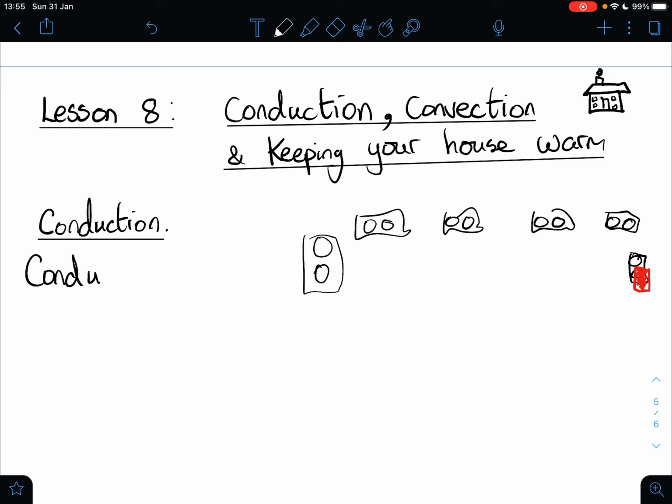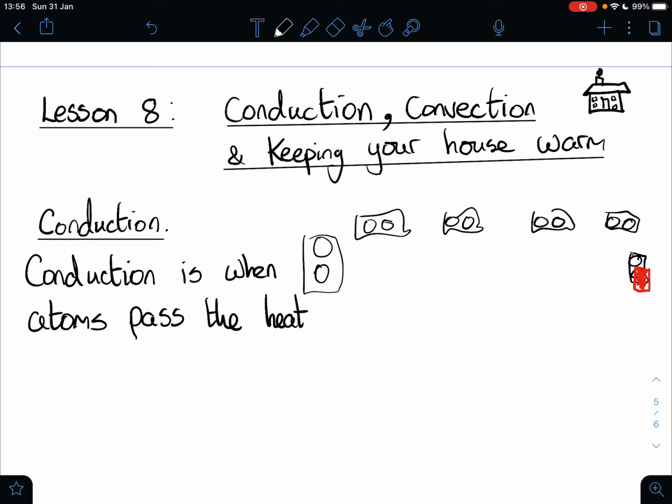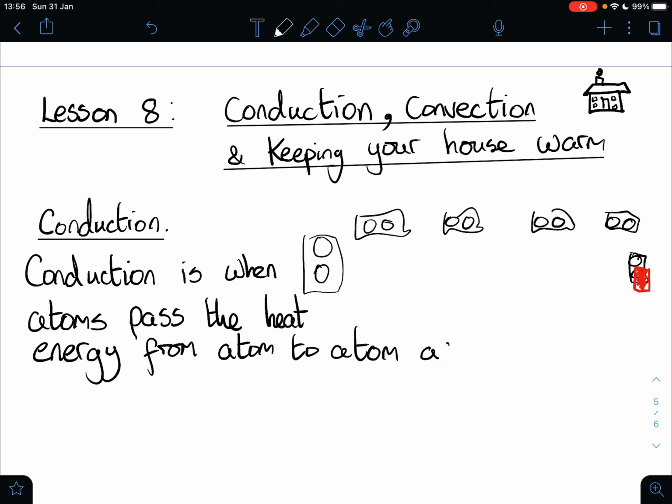Okay, so we can say conduction is when atoms pass the heat energy from atom to atom. Now they pass it as vibrations.